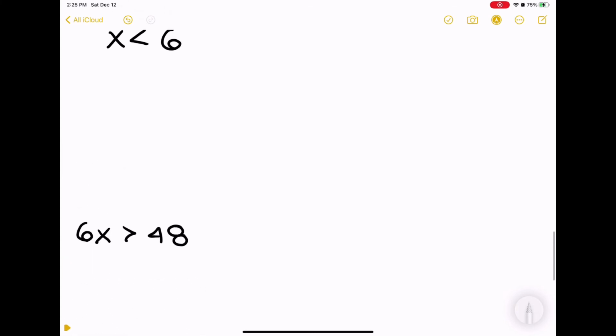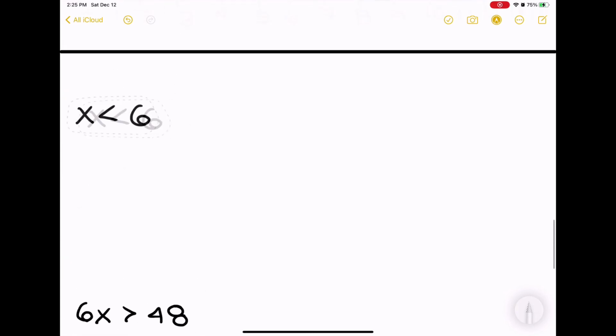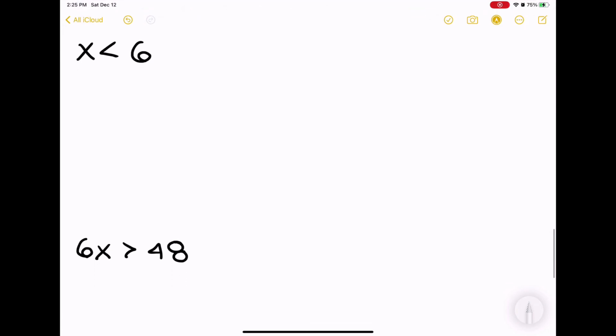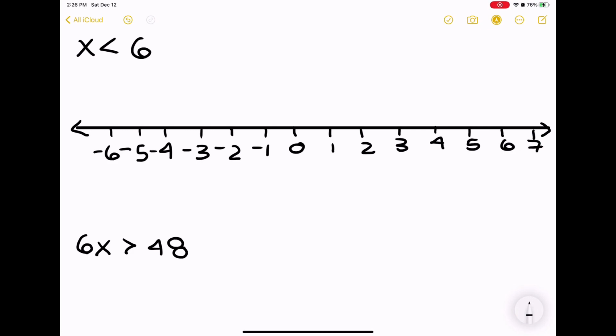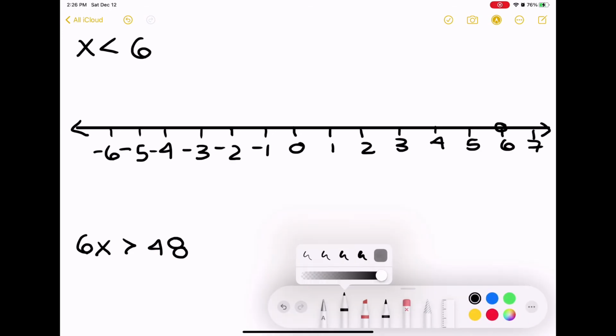Did you do it? Let's check if you got the right answer. So for the first one, we don't need to do any converting the sign to an equal sign because it's already simplified. All we need to do is graph this on our inequality number line. And if we translate this into words, we get x is less than 6. So that means it's going to go backwards from positive 6. And we're going to put a hollow circle. And then we're going to put a bolded line going backwards.